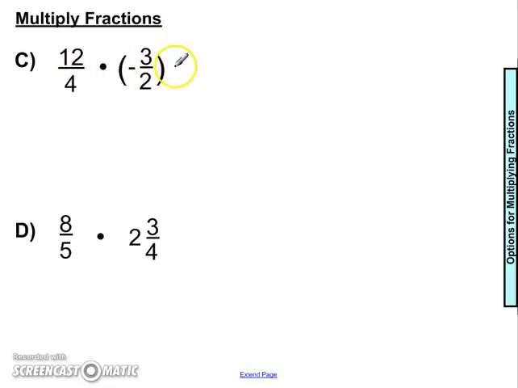12/4 times 3/2. The other option here, if you don't want to worry about this negative until the end, I know a positive times a negative is a negative. So at the end, I know my answer is negative. So again, you have your options.